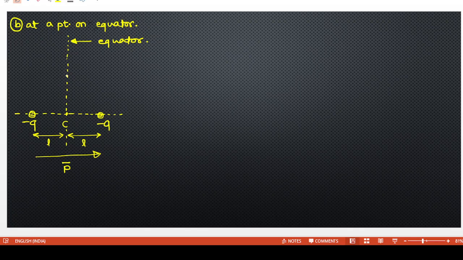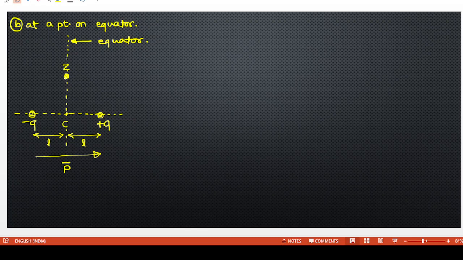So choose a point on the equator. Let us choose the point here. Here the charge is positive, this is the positive charge, and this one is negative. Let us choose any general point, let us call that general point Z, a point on the equator.